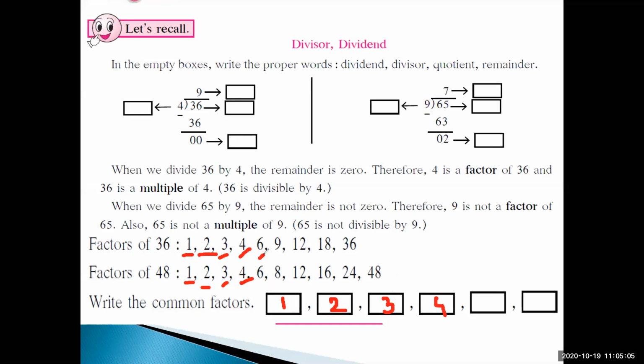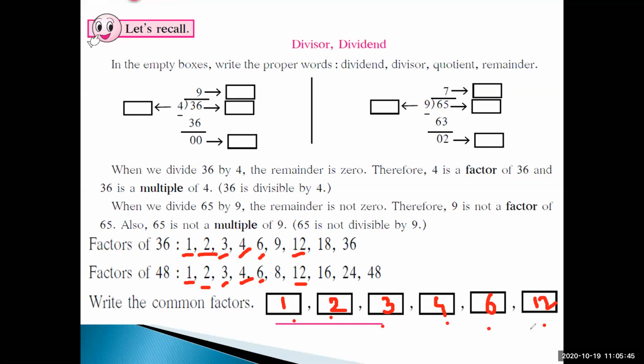Now 6 is there in 36 and 6 is there in 48, so 6 will come again. Now 9 is there in 36, but 9 is not there in 48, so it is not a common factor. Again, 12 is there in 36 and 12 is there in 48, so the common factor is 12. Now 18 is there in 36 but not in 48. 36 is there in 36 but not in 48. So the common factors are 1, 2, 3, 4, 6 and 12.